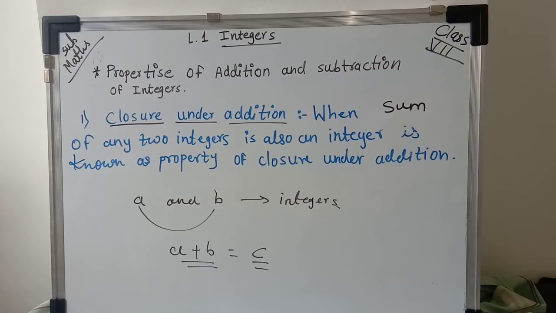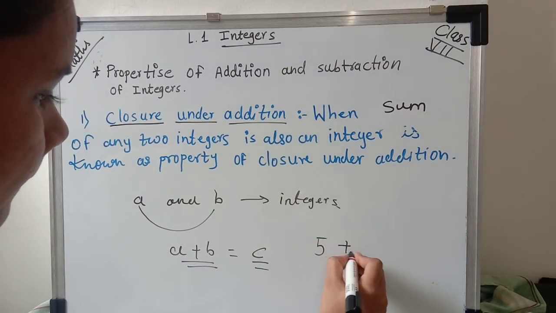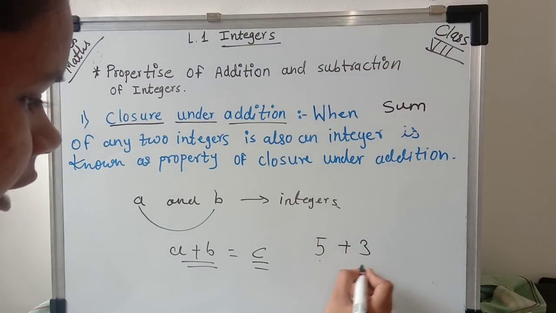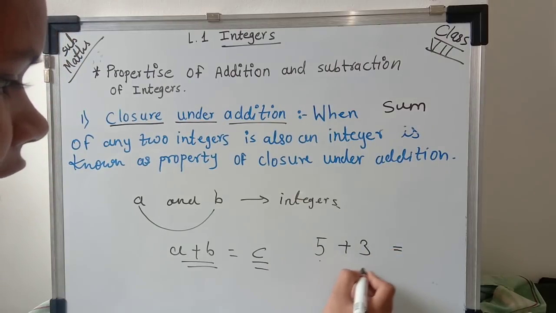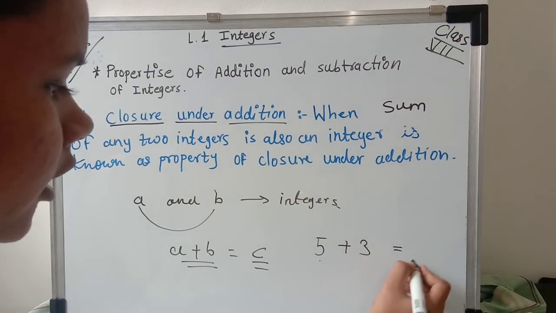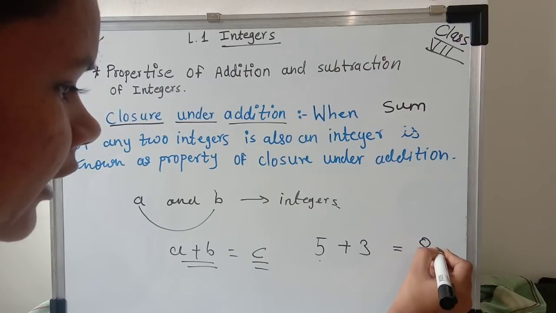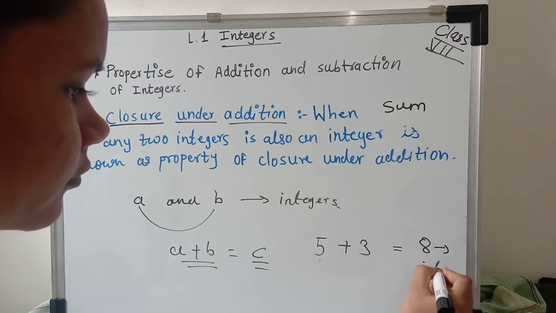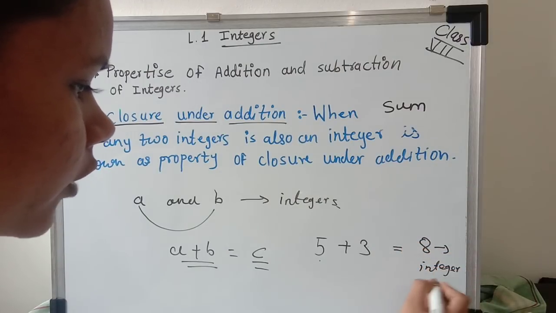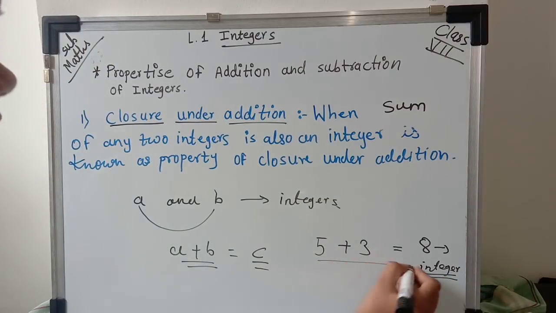For example, here if I take 5 plus 3. Now 5 and 3 both are integers. Whatever comes after the addition, the value 8, is also an integer. So this property is known as closure under addition.